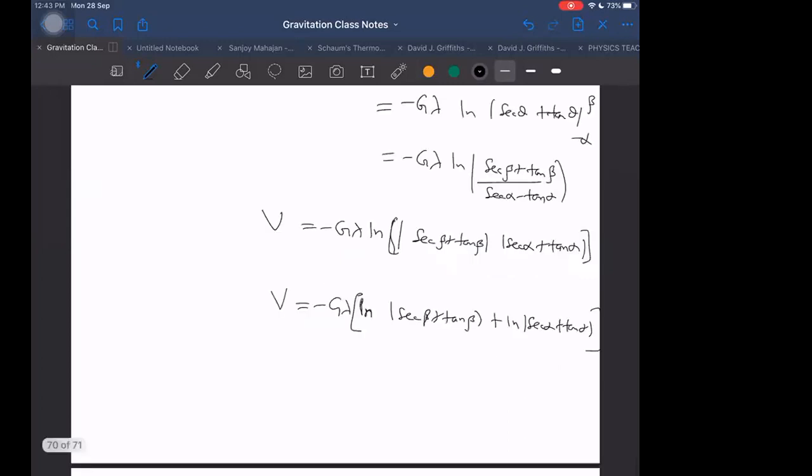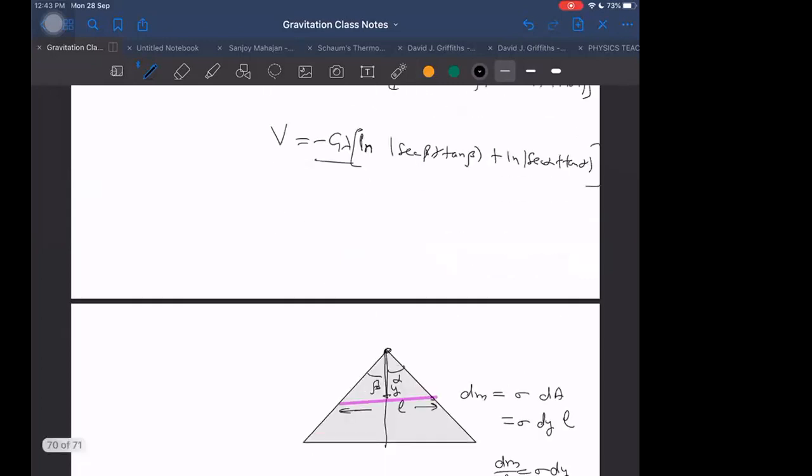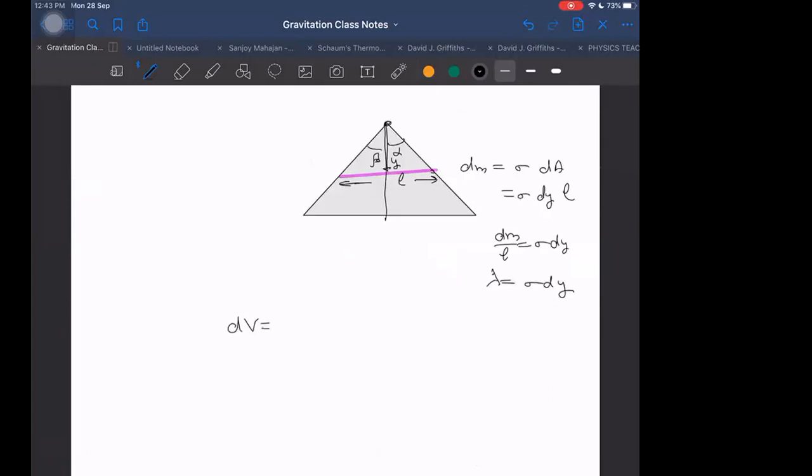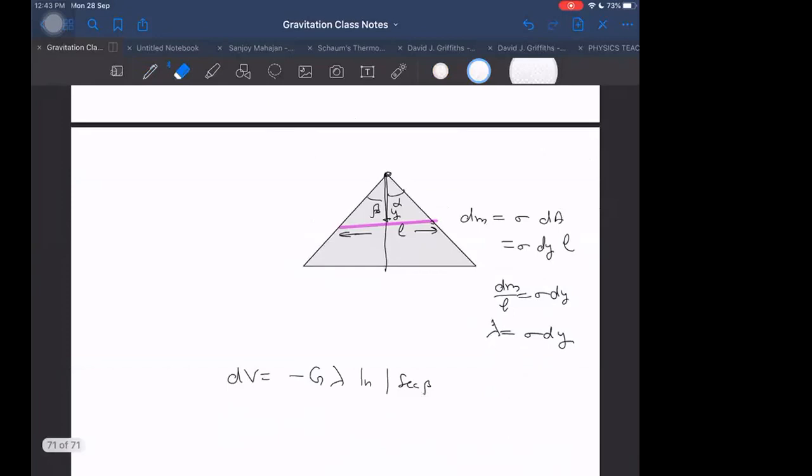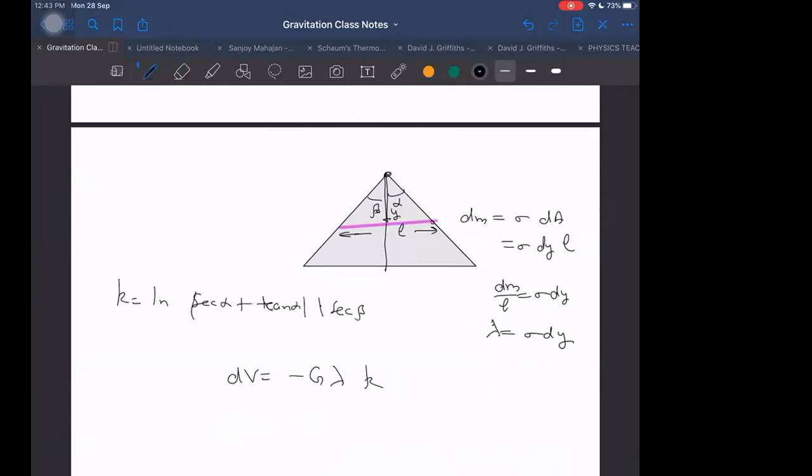I want to get an answer in terms of lambda, because I have already found up to lambda. Then I will be getting dv. dv is equal to minus g lambda times whatever we got before, the log terms. Because these are appearing so much, let us write it in short form as a constant k, where k is equal to log of (secant alpha plus tan alpha) into (secant beta plus tan beta).